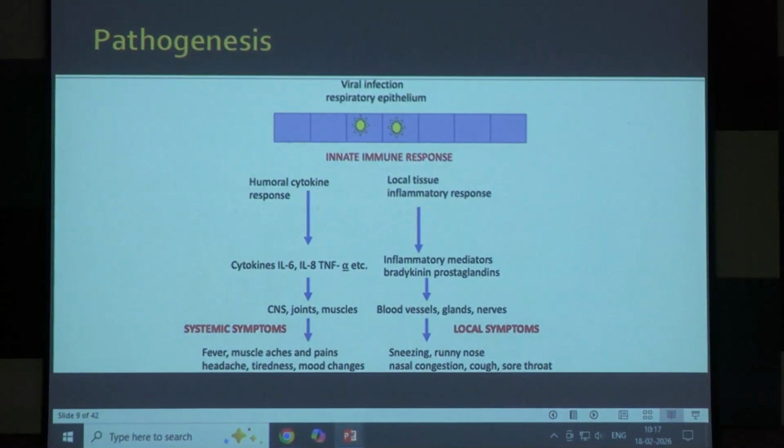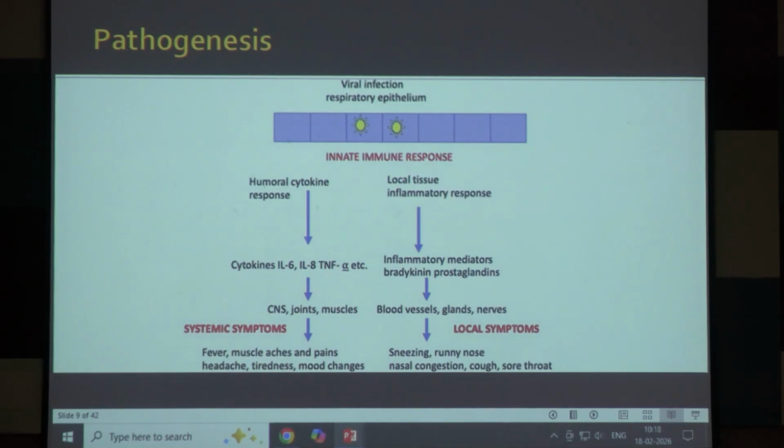After that, PRR or pattern recognition receptors are activated, and as a result cytokines are released into the blood, like interleukin 6, interleukin 8, tumor necrosis factor alpha. Cytokines released into blood reach various systems like CNS, central nervous system, joints, muscles, musculoskeletal system, and what occurs? As a result, the systemic symptoms like fever, muscle ache, pain, headache.